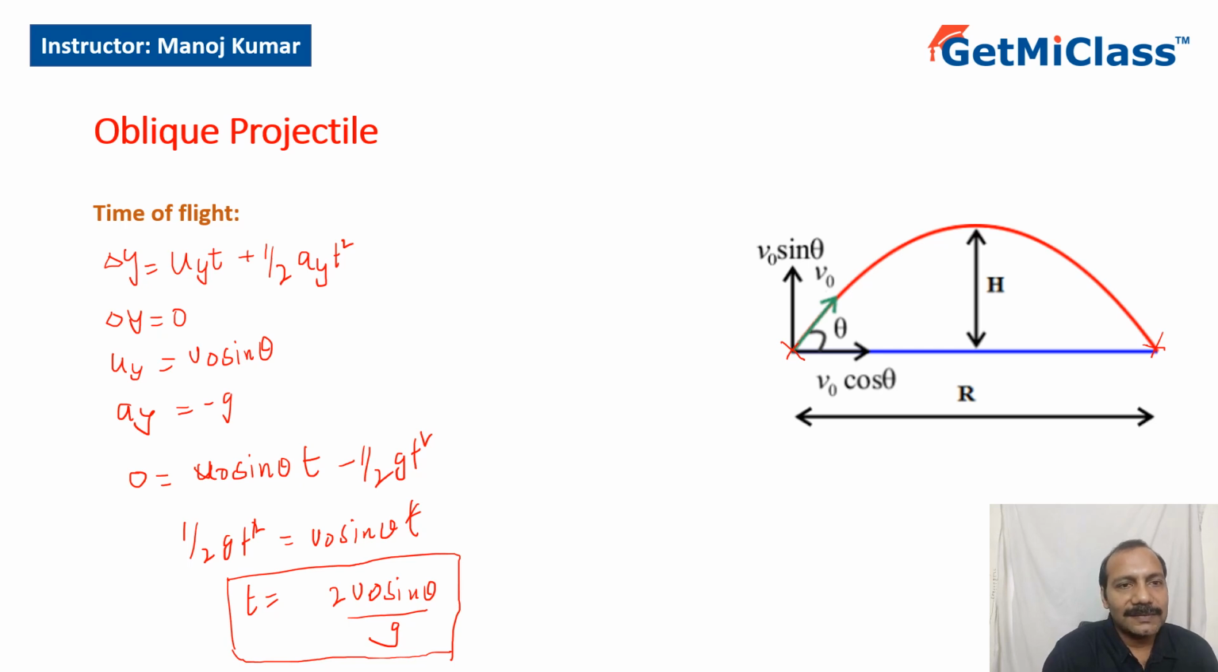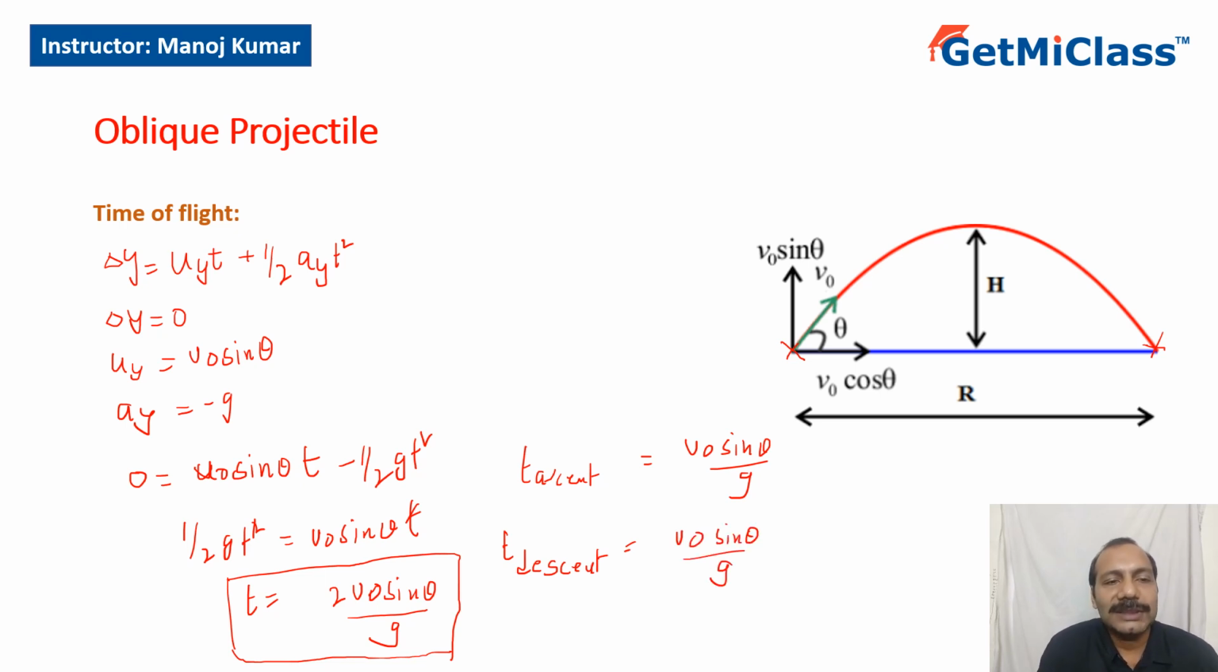Now this can be classified into two parts. The time to go up, which we call time of ascent, is half of this, that is v naught sin theta by g. Similarly, time of descent, the time taken to come down from the highest point, is also half of it, so that is v naught sin theta by g. So the total time taken is 2 v naught sin theta by g, and if I want to segregate into time taken for upward and downward motion, it is v naught sin theta by g each.